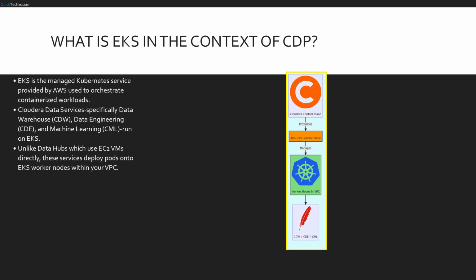This flow shows the provisioning hierarchy. The Cloudera control plane initiates the creation of the EKS control plane, which is a managed service in AWS. This control plane then manages the worker nodes that reside inside your specific virtual private cloud. Finally, the actual data services, like data warehouse or engineering, run as containers on those worker nodes.